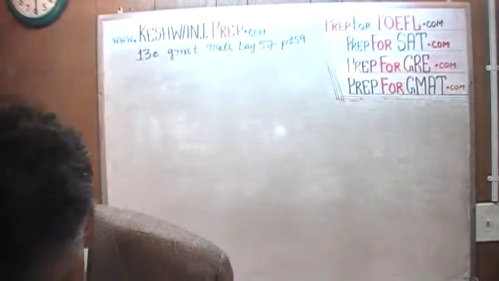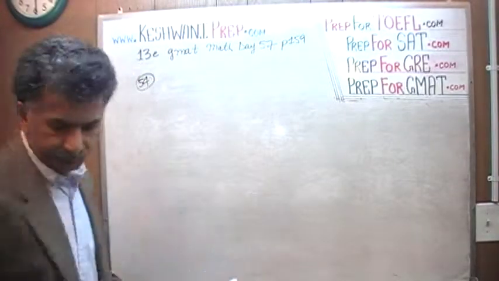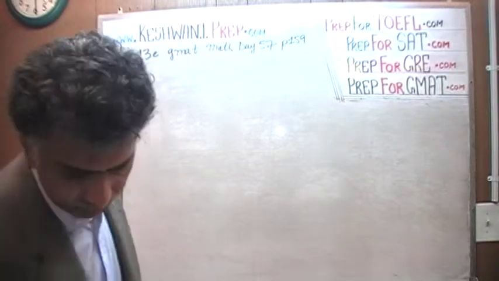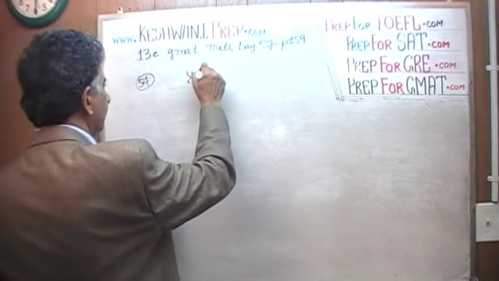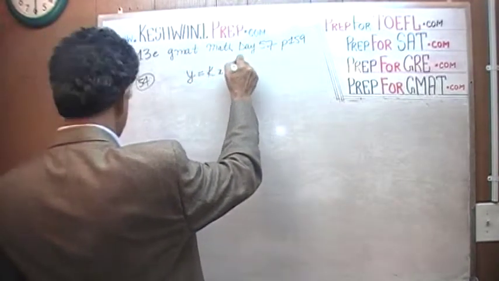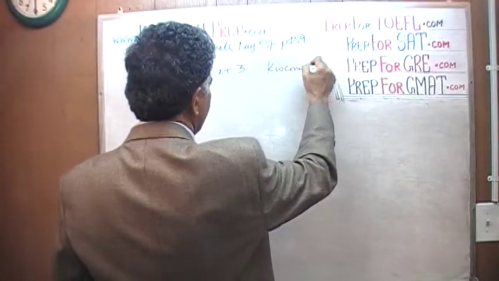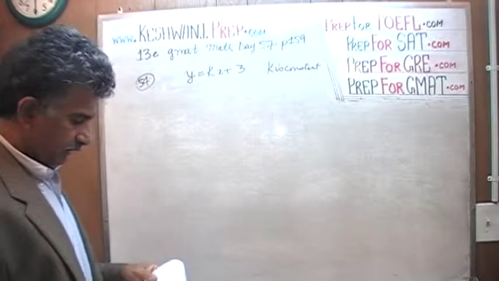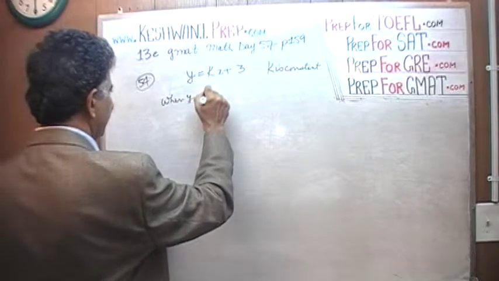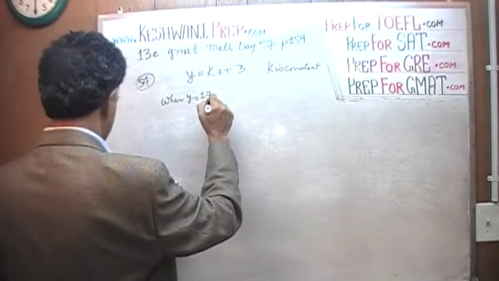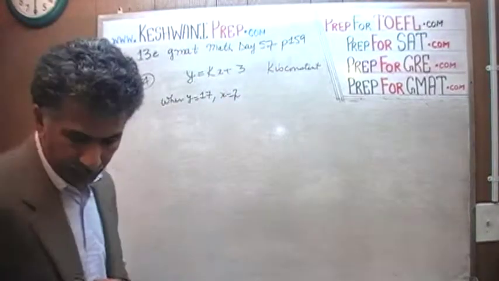In number 55, they give us an equation, or rather number 54. In number 54, the very last question in the first column, they give us an equation. They tell us y equals kx plus 3. And we are told that y is constant. The value of y does not change. And we are told that when y equals 17, x equals 2. Or the other way around, it doesn't matter.